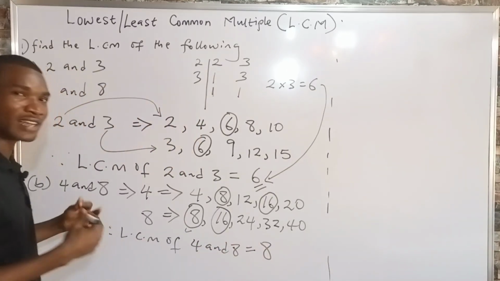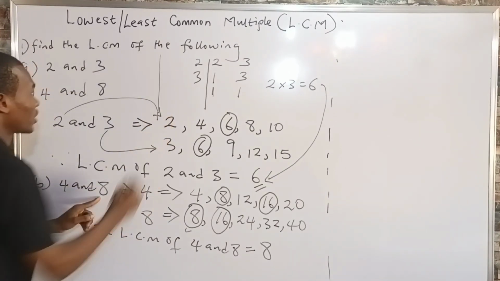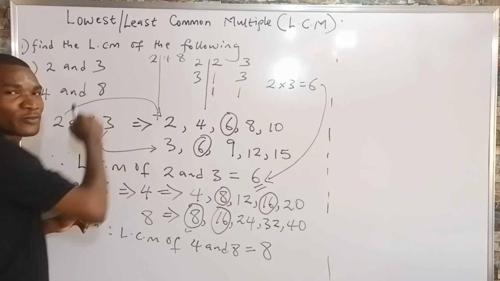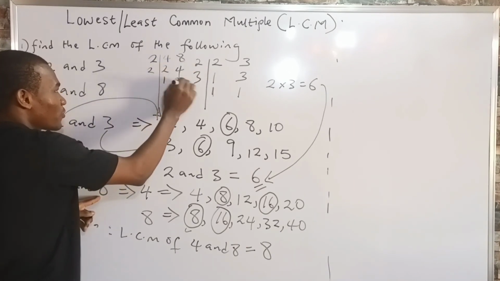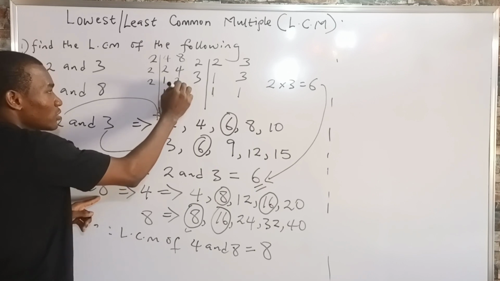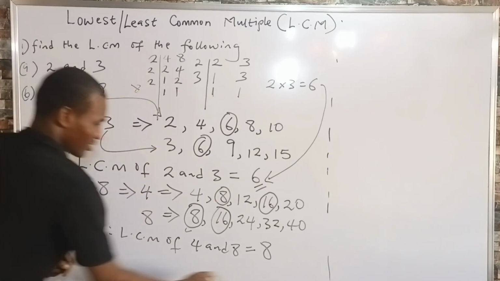8. But this is how pupils are being taught. Just draw a stroke, okay? Just put the two values, 4 and 8, and start to divide with a smaller number. 2 divided into 4 is 2, 2 divided into 8 is 4, 2 divided into 2 is 1, 2 divided into 4 is 2, 2 divided into 2 is 1. So that 2 times 2 is 4 and 4 times 2 is 8. So this 8 is the same thing as this 8.